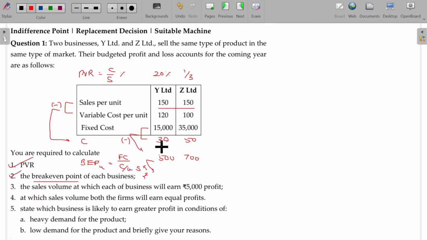The sales price here being 150. If I multiply 150 with 500, 75,000 for Y. For Z, 700 into 150, 1,05,000. We got the answers here.